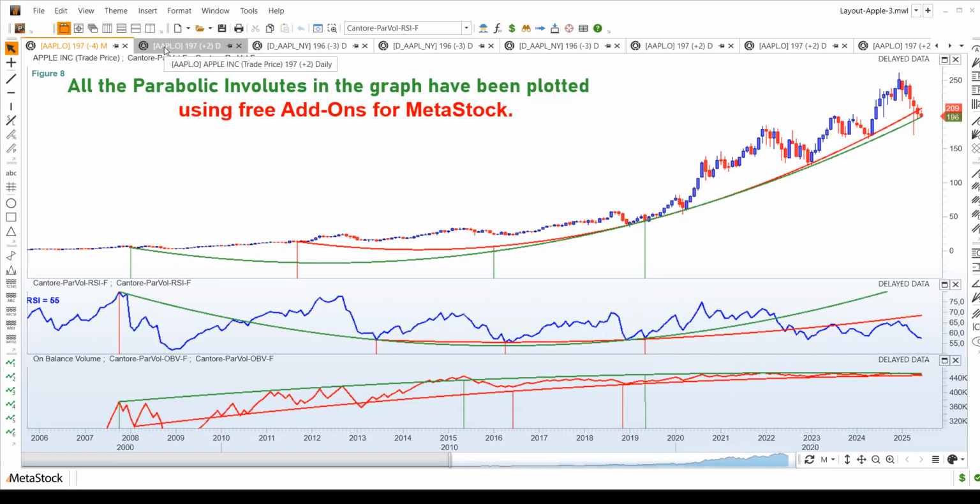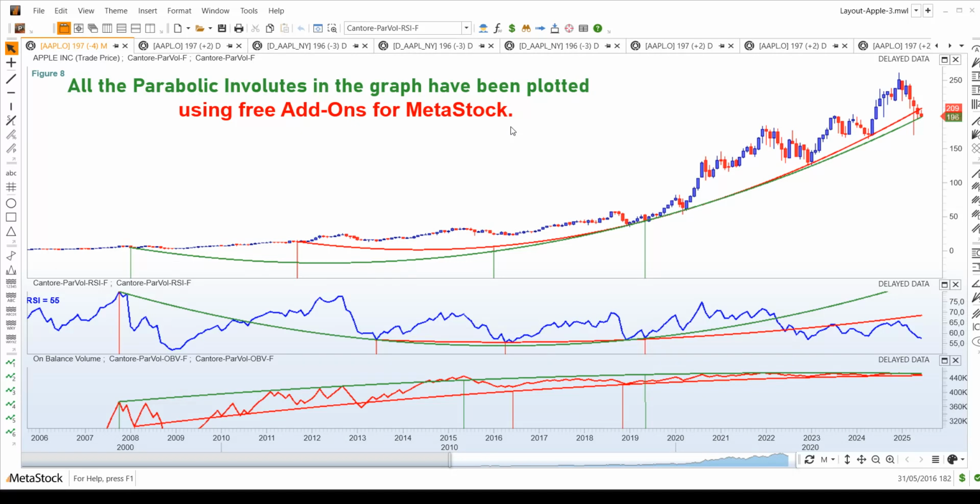Following a graphic procedure substantially similar to that described for the tracing of parabolic involutes applied to the chart of the RSI indicator, it is possible to trace parabolic involutes to the chart of the OBV indicator, from which it is possible to perceive the level of robustness of the trend underway on the Apple stock.